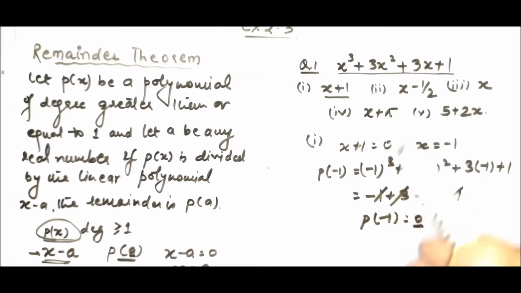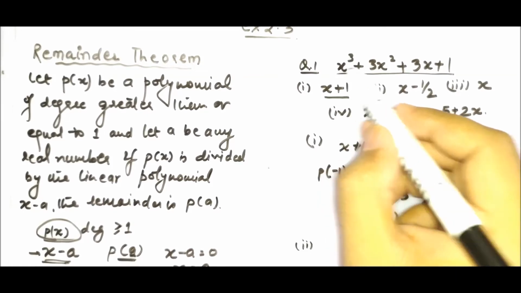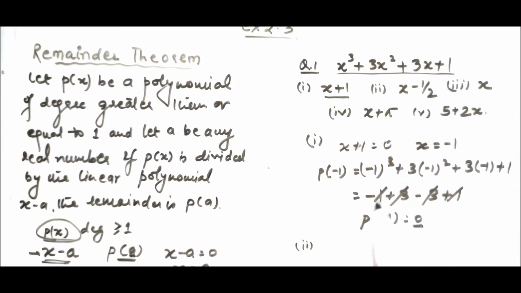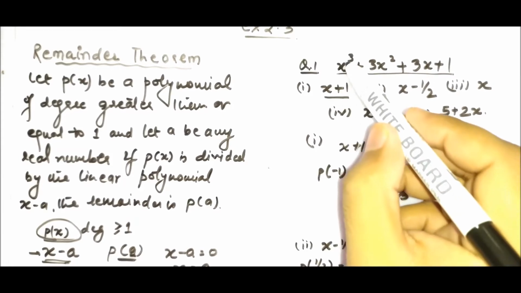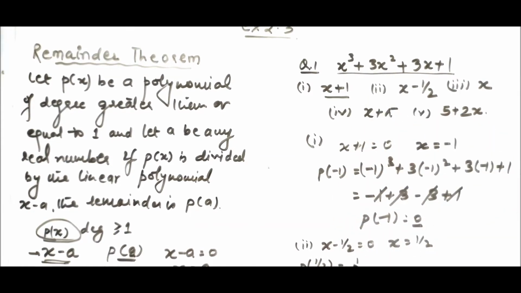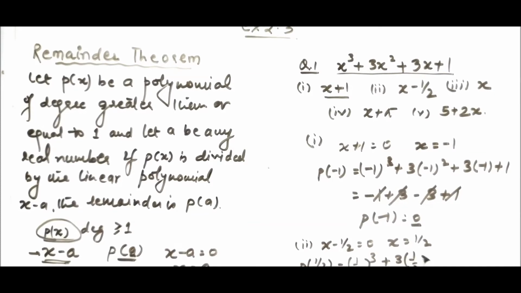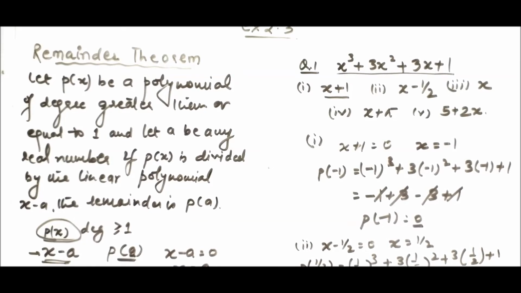Let us take the second part, that is x minus 1 by 2. When you divide this polynomial by x minus 1 by 2, again we will compare x minus 1 by 2 to 0, so that we will get the value of x as 1 by 2. Now we will get the value of p(1 by 2). Just replace the value of x by 1 by 2. That will be (1 by 2) whole cube plus 3 into (1 by 2) square plus 3 into (1 by 2) and plus 1. We'll just get the value of this to get the remainder.